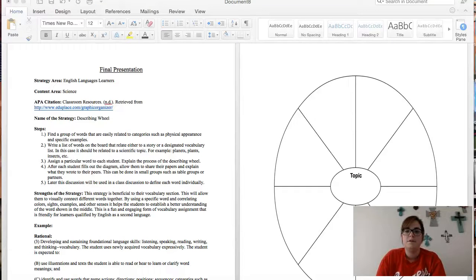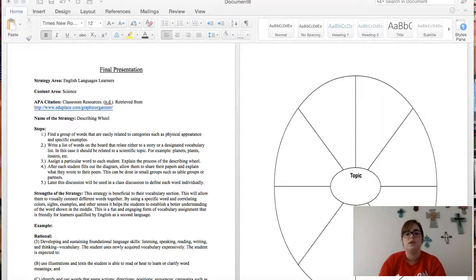This is my final presentation. My strategy area that was selected for me is English language learners, and my content area is science. I got this strategy off of www.eduplace.com. You can find it there as well. So the name of my strategy is the describing wheel.